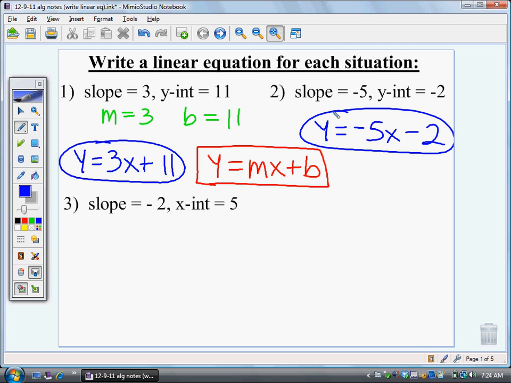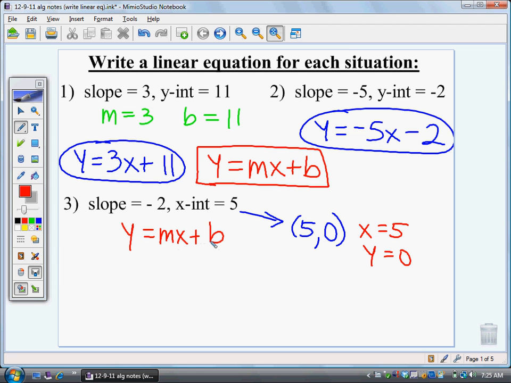We have the slope is given to you, but this time it's the x-intercept and not the y-intercept. And remember that b represents y-intercept, so we have a little bit of work to do here. X-intercept, remember, is the value of x when y is 0. So that's 5, 0. That means that we know that x is 5 and y is 0. Well, we can use that one point and we can use our slope-intercept form to figure out what the y-intercept is. Because now we know a value for y, we know a value for x, and we know a value for m.